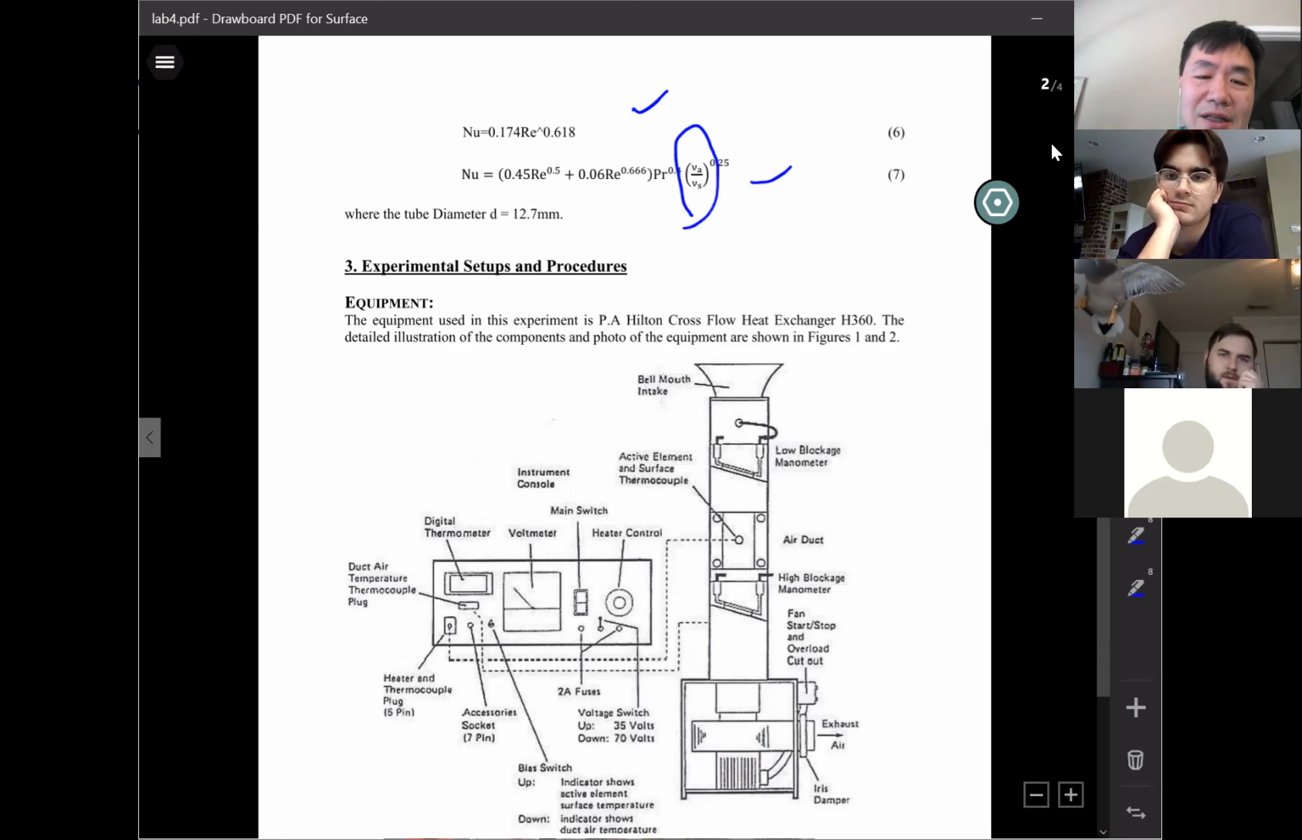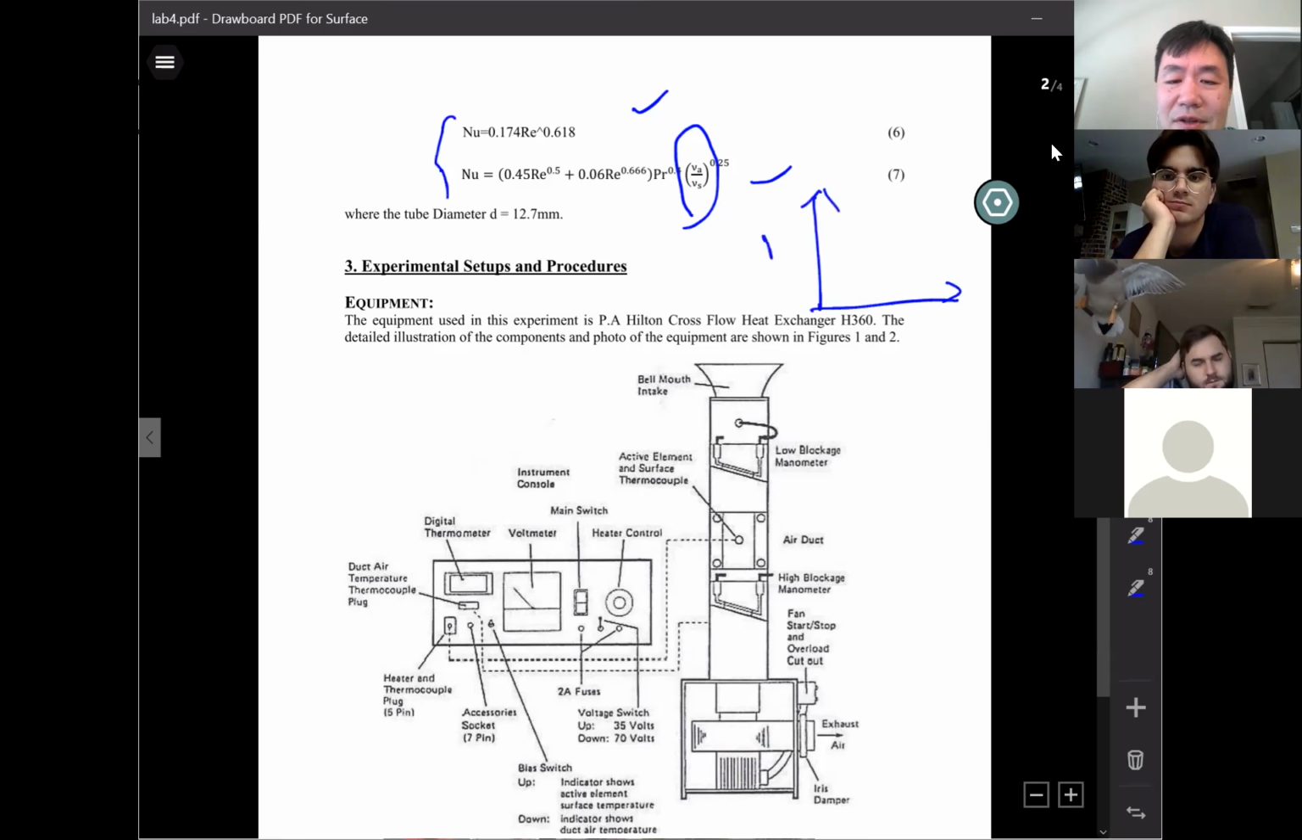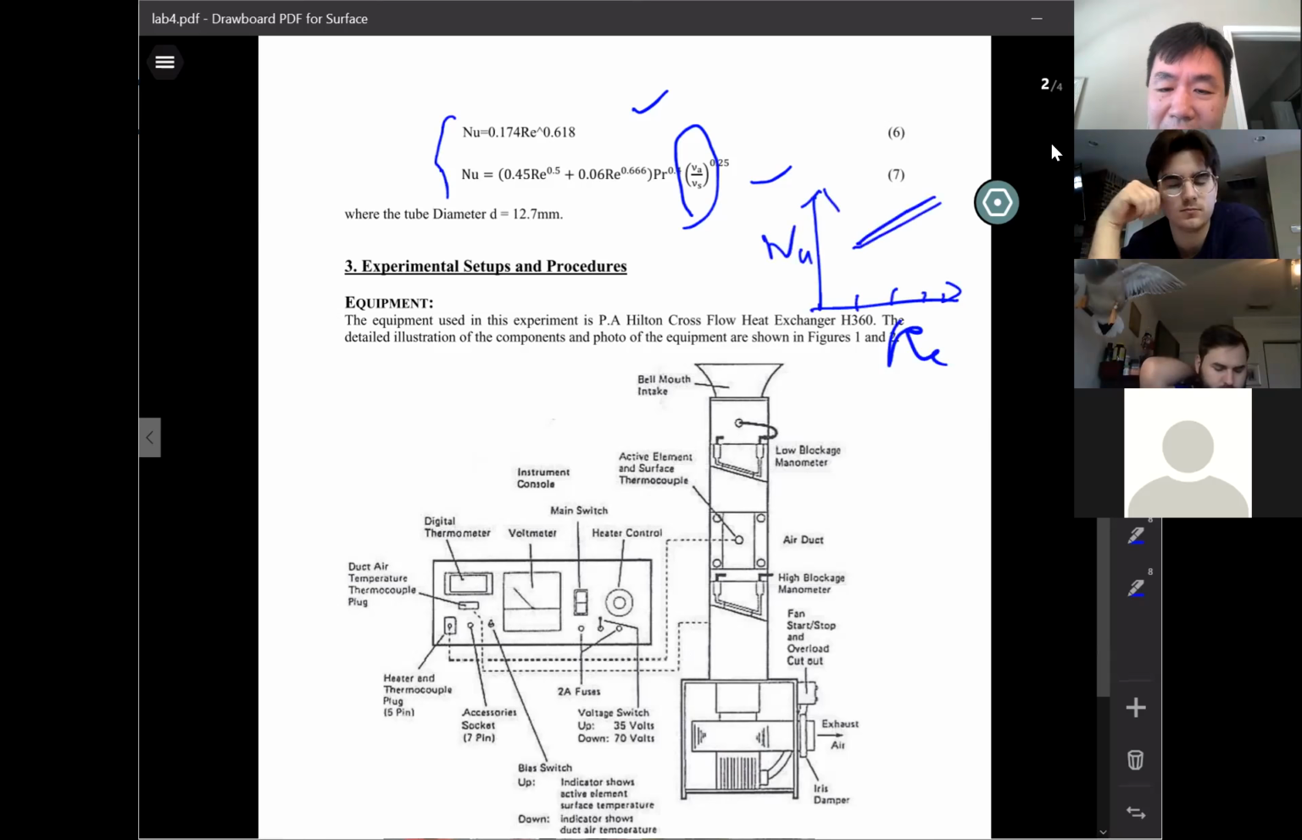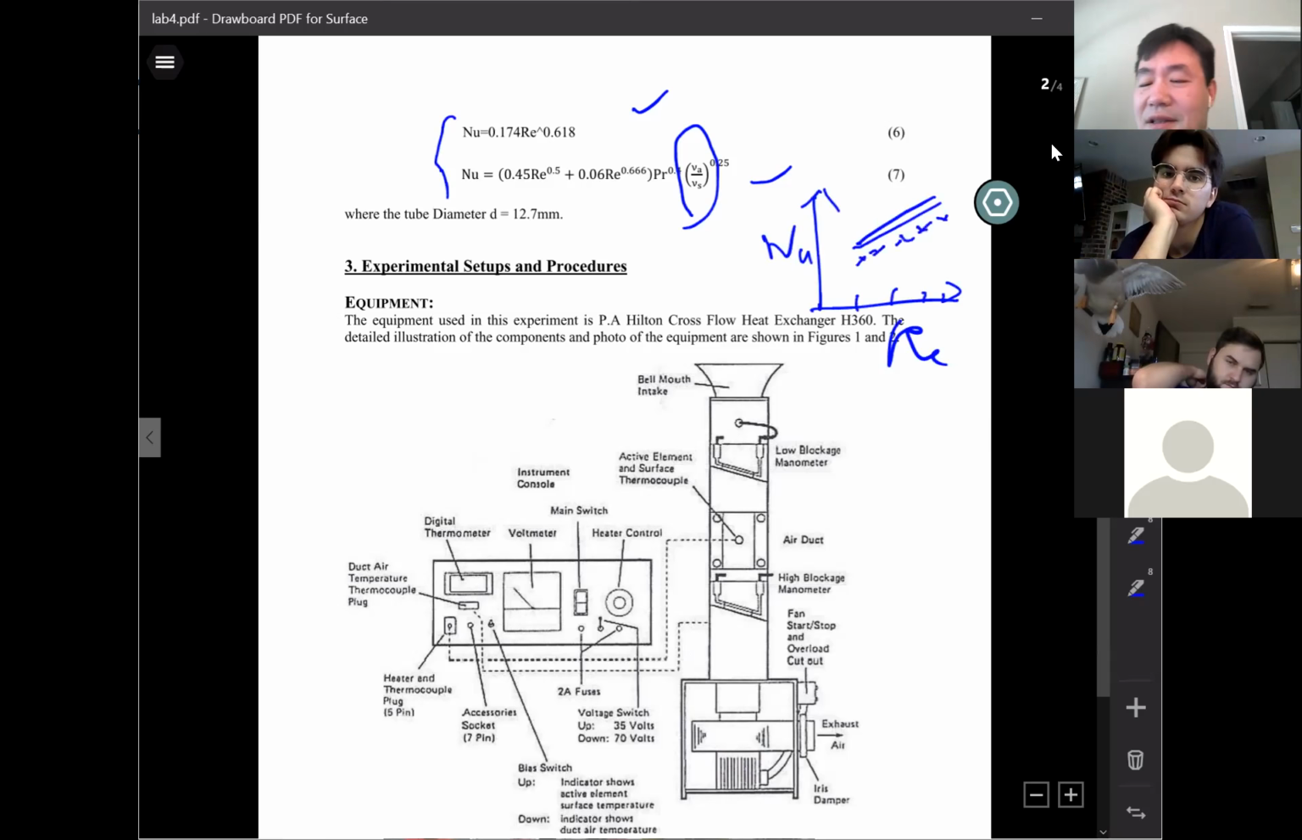So these are the 2 existing correlations. You can just simply plot Nusselt number versus Reynolds number. When you put in different Reynolds numbers, you can plot this line. These 2 lines are really close. But I want to see your measured results. You have 6 different measurements. I want to see your measured curve, how close it is to the existing correlations.